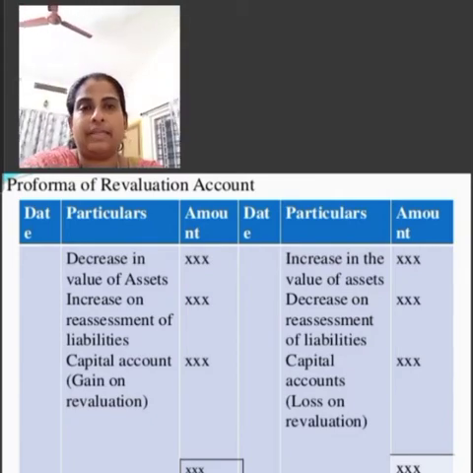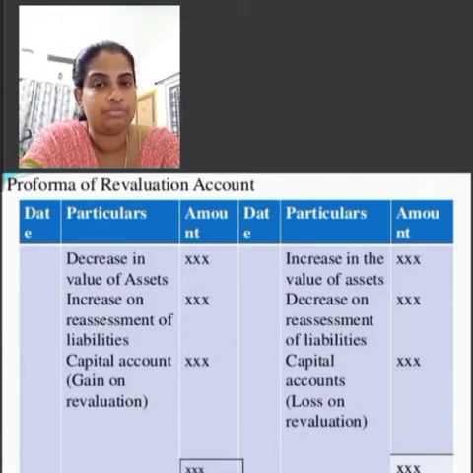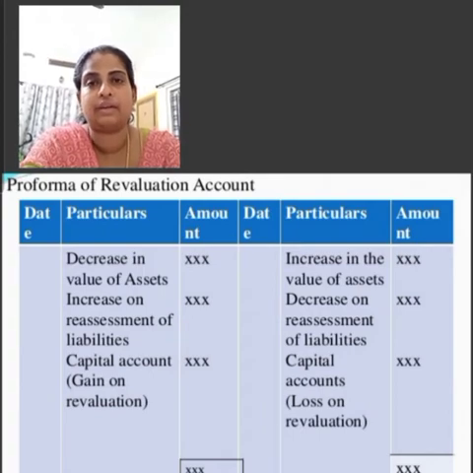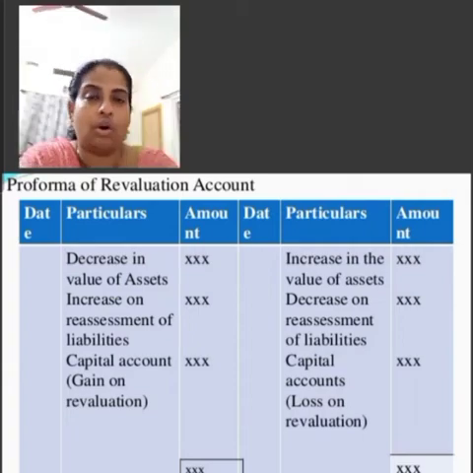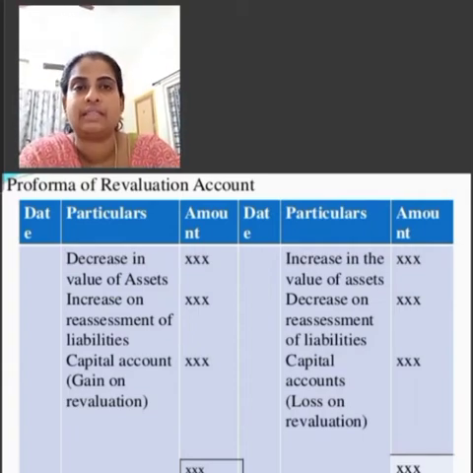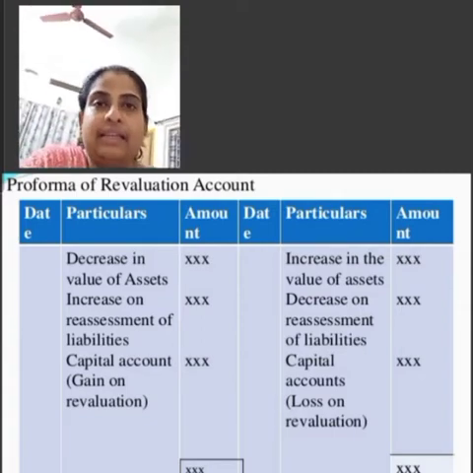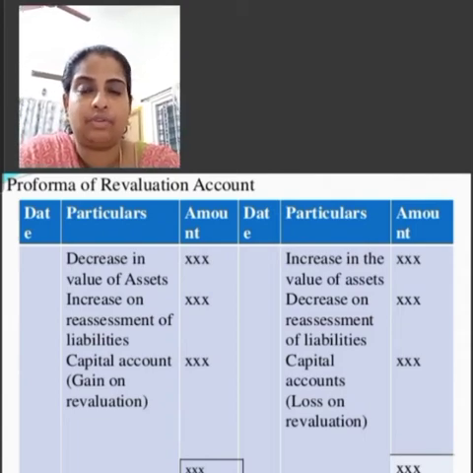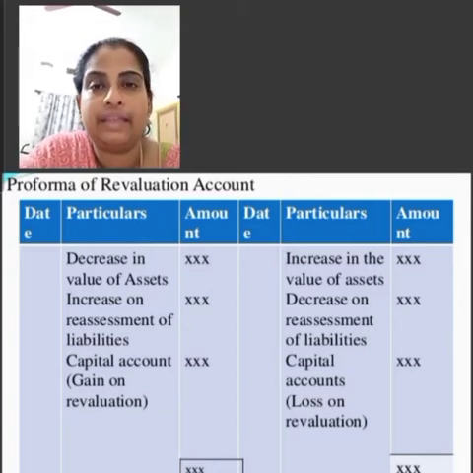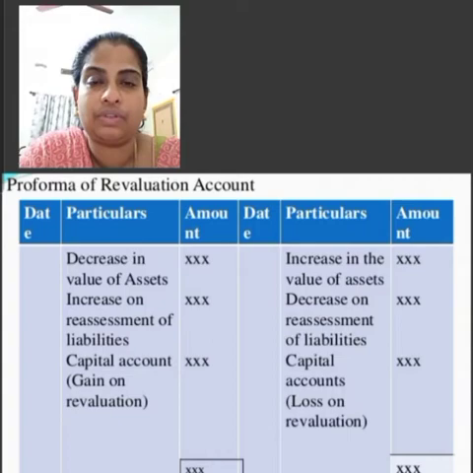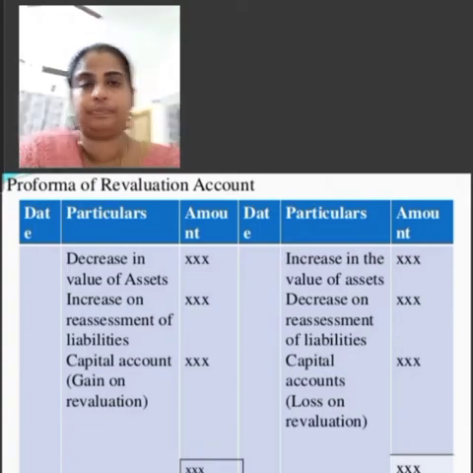Revaluation of assets and liabilities may result in the following cases. First, decrease in the value of asset. Second, increase in the value of asset. Third, increase in the value of liabilities and decrease in the value of liabilities. Increase in the value of asset is a gain for the company. Decrease in the value of asset is a loss for the company. Increase in the value of liability is a loss for the company, and decrease in the value of liability is a gain for the company.